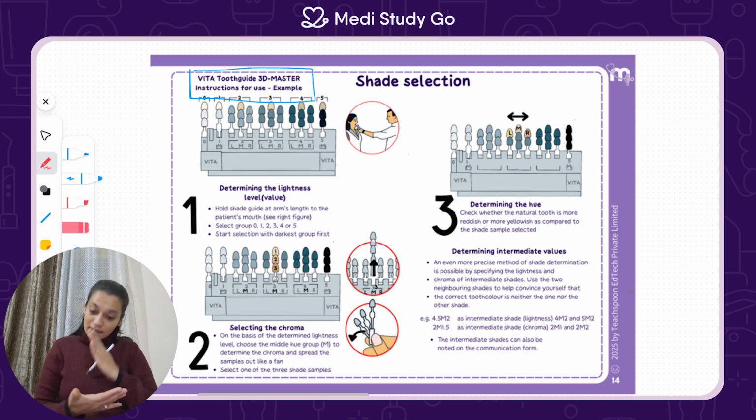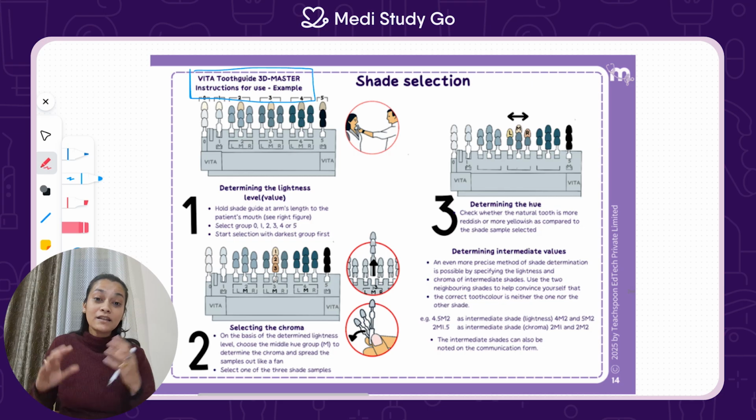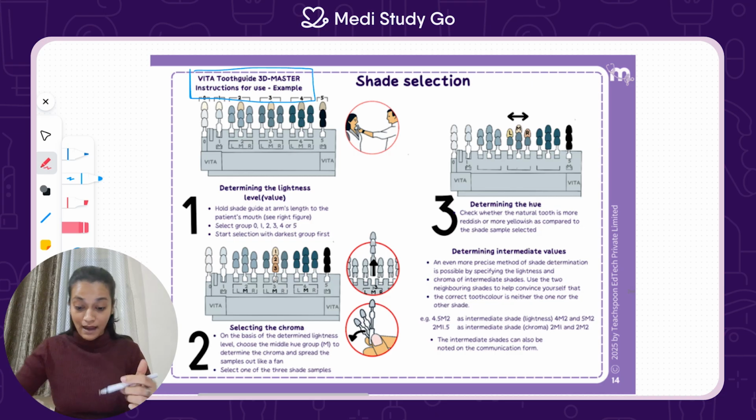Some would have selection of value followed by chroma followed by hue, but that would not be the same case in other type of system or shade selection. So basically you have to read the manual that you get with your shade guide to make sure that you are selecting it in a correct manner. So let's just discuss one example of 3D Master Shade Guide.